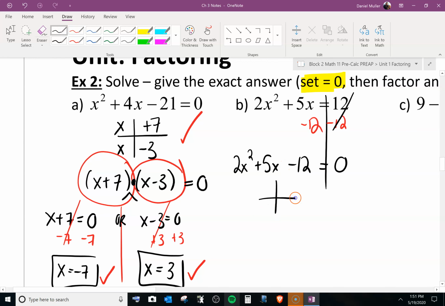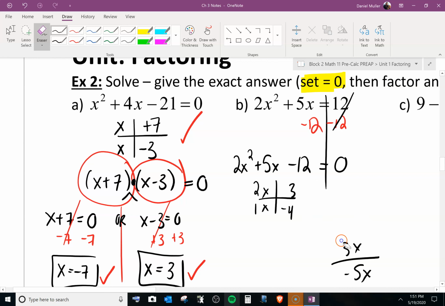Okay, let's try to factor this thing. The left side, x and x, needs to be a 2 and a 1. So 2x and 1x get me 2x squared. The other side needs to be 12. I don't know, 4 and 3. One of them has to be negative. I don't know, like that. So then I got negative 8x, positive 3x. That gets me negative 5x. That's not what I want.